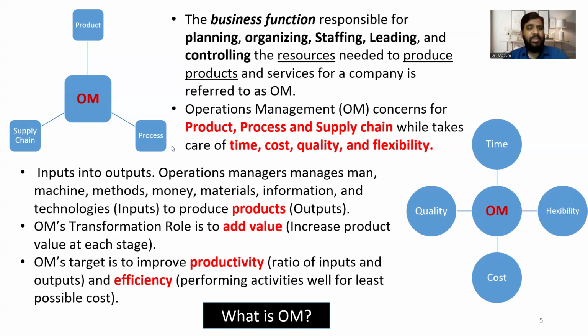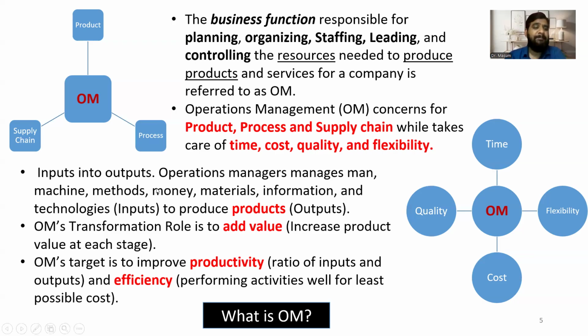The operations manager deals with product, process, supply chain. The operations manager also deals with time, cost, quality, and flexibility. Flexibility means while you are producing one unit, you have the option to be flexible to produce more or less. This is also one of the features of good operations management. If you deal with Chinese manufacturers, a Chinese manufacturer can produce a very small quantity and at the same time a huge amount. It is one of the good features of operations management. So flexibility is also important.